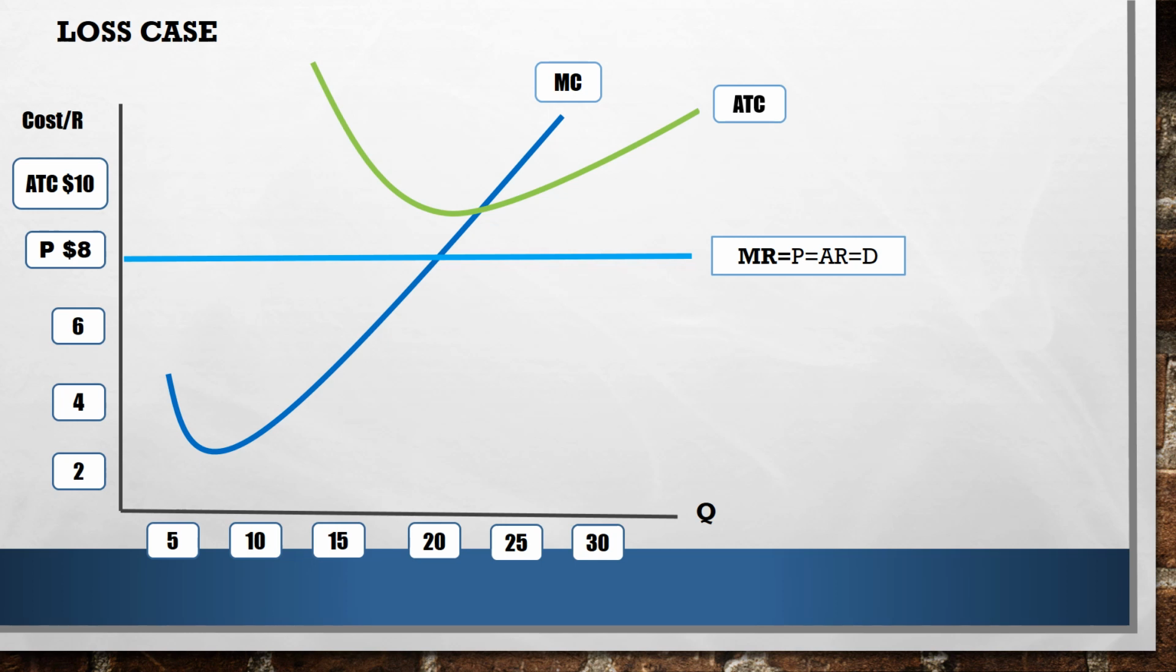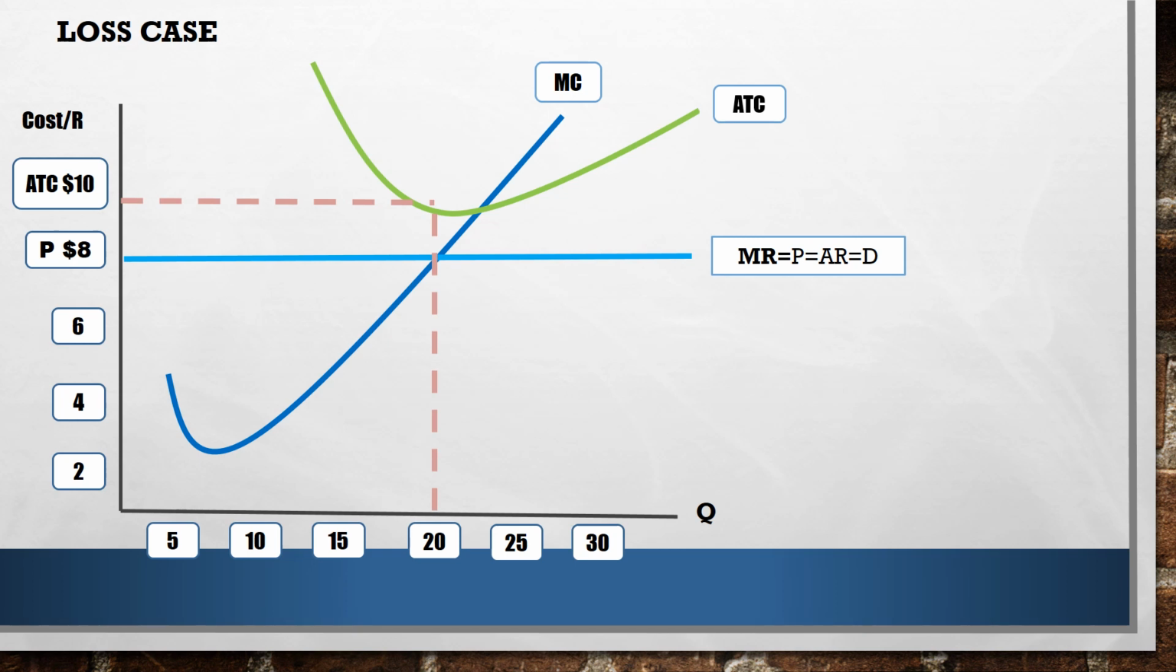First let's compute total revenue, which is price times quantity. Your price is 8 and quantity is 20, so 160 is your total revenue. What about average total cost? Again, it's the same. You go up and hit the average total cost curve. So average total cost is $10 at 20 units. But what about total cost? You multiply average total cost times quantity, which is 10 times 20, that makes it 200.